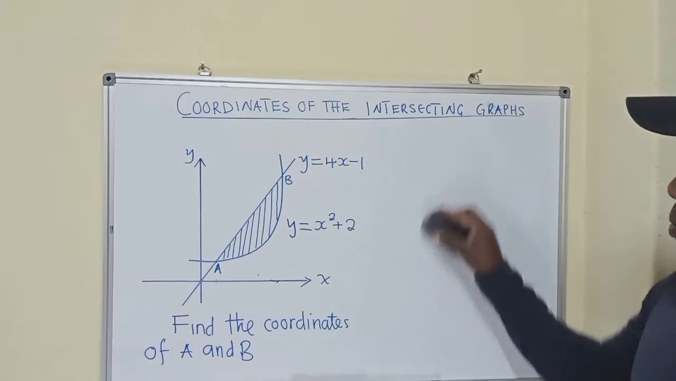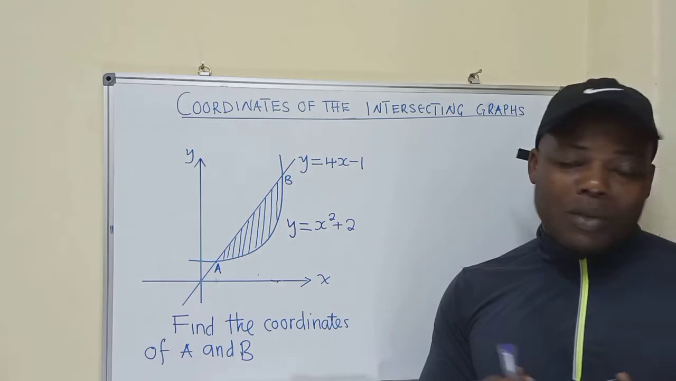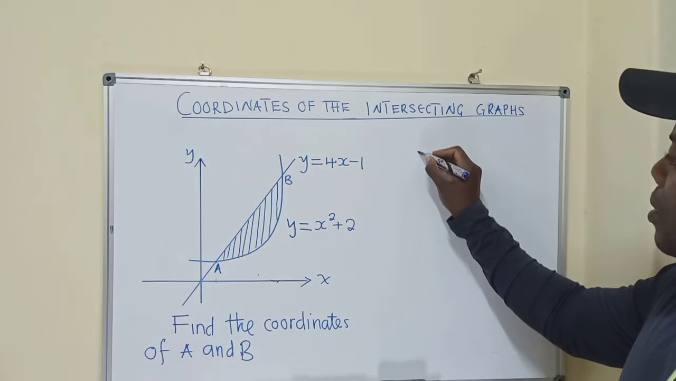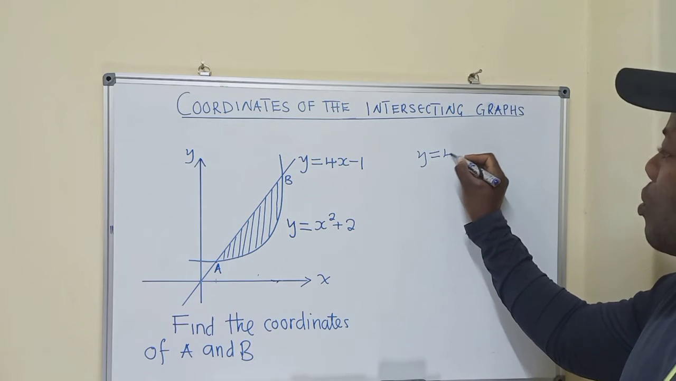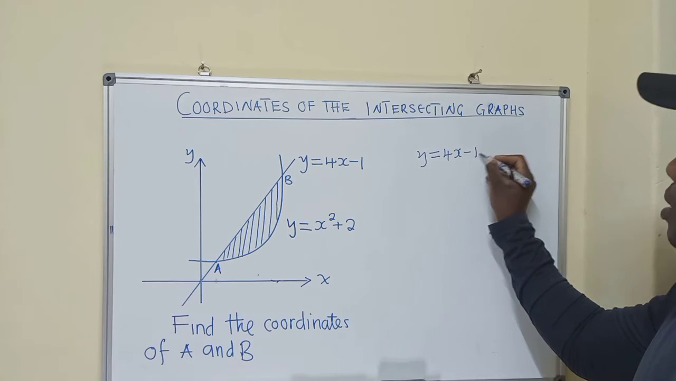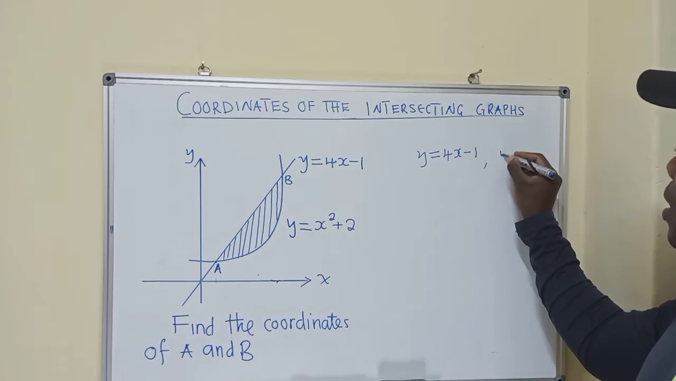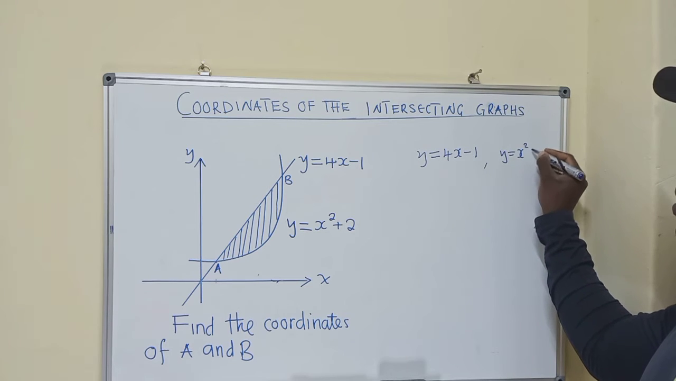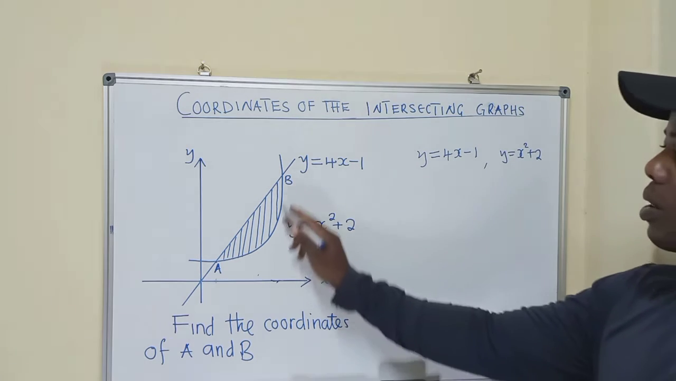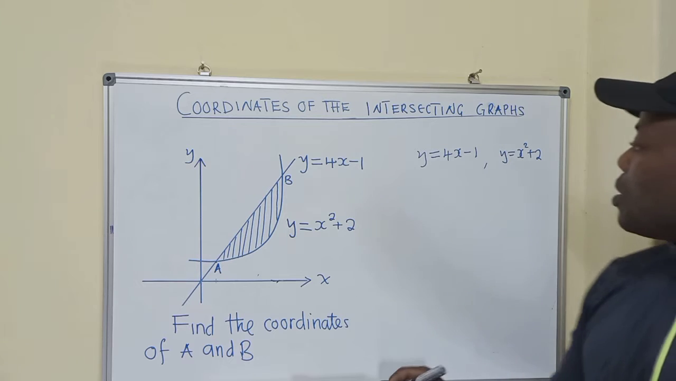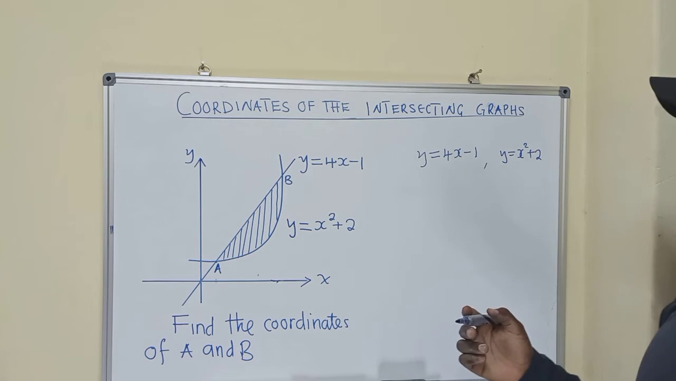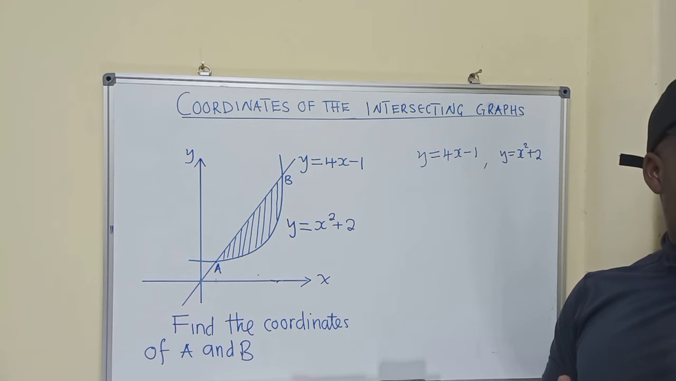So what we need to do when you've been given the equations is to just get the given equations, okay? So like I've done here, this one is for the straight line and this other one is for the curve, this curve right here, okay? So what we'll do here now is to equate. Do you know what it means to equate?